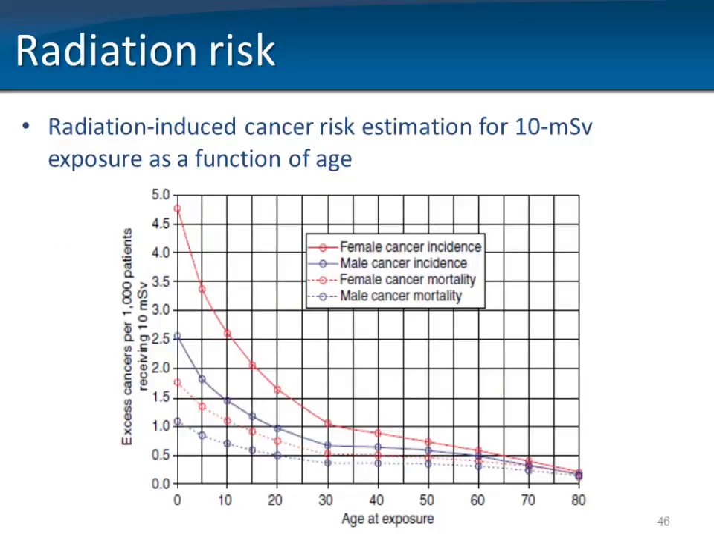This is the same 10 millisievert exposure as a function of age. And what you can clearly see is that, both for the cancer incidence and the cancer mortality, the younger you are puts you at a higher risk. And what is also evident is that females have a higher risk than males. We do believe that is because of the high sensitivity of the developing breast tissue to radiation.